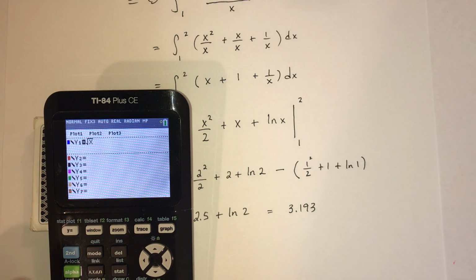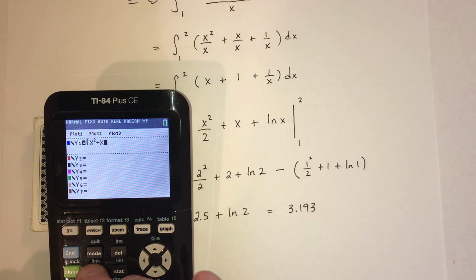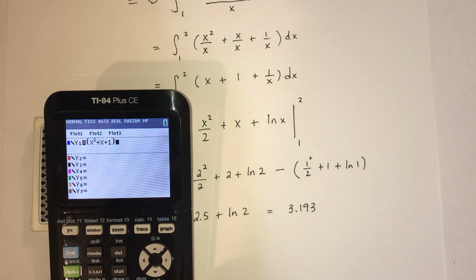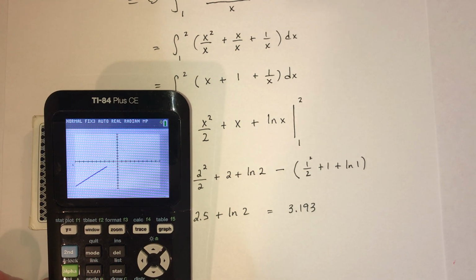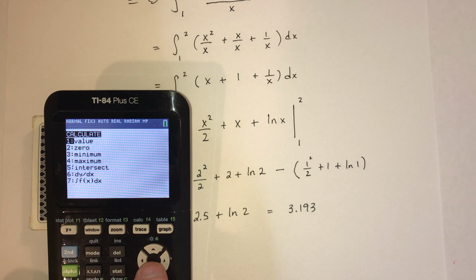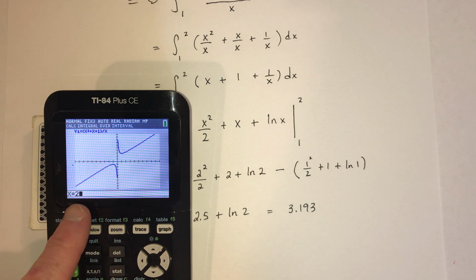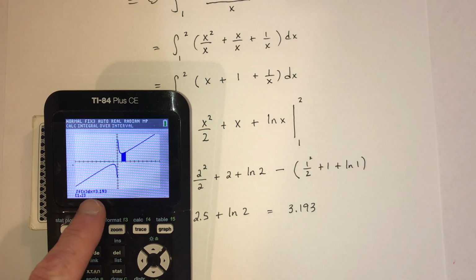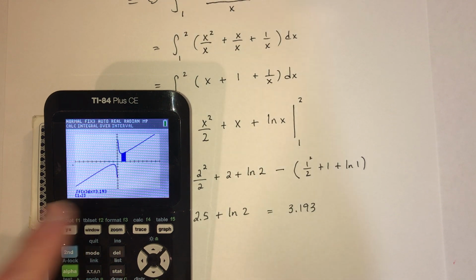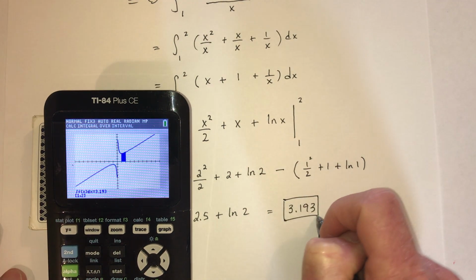So do you trust that I got it right, or should I check it? You're right, check it. So the original problem, x squared plus x plus 1, that gets divided by x. Then go to the graph, makes this beautiful little hyperbola looking shape. And then second calculate number 7, go from 1 to 2. And is the answer 3.193? Oh, Bob's your uncle. 3.193.